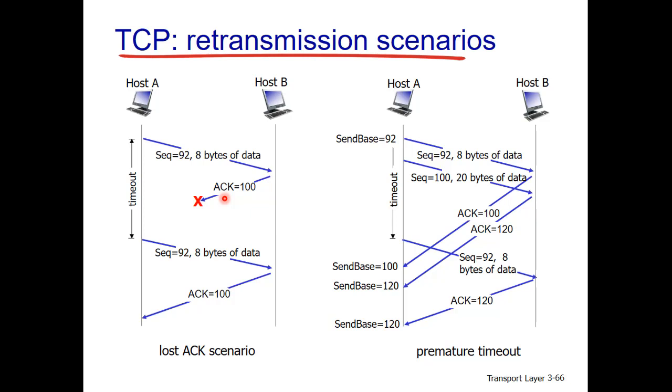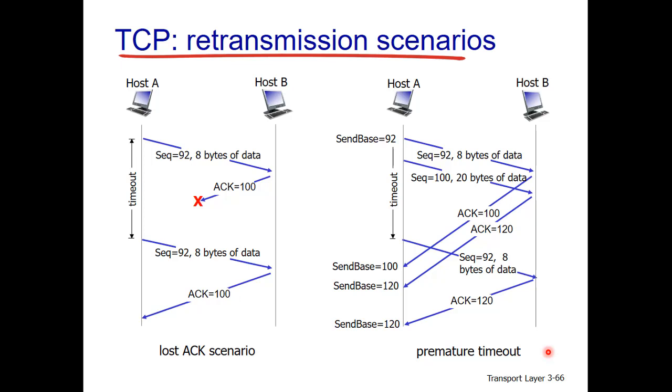So 99 bytes of data is already received at host B. So it is saying that now it is expecting a sequence number of 100. Okay? So it is sending that, but unfortunately that gets lost in the network. Once it gets lost in the network, there's a timeout event, and after the timeout, it retransmits that packet again. So it is a lost ACK scenario.